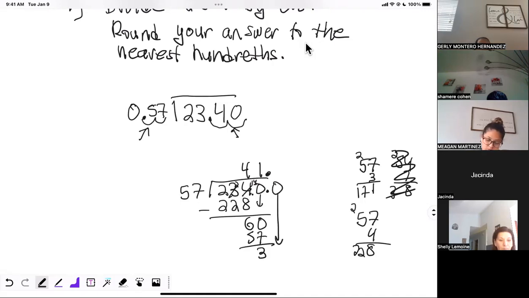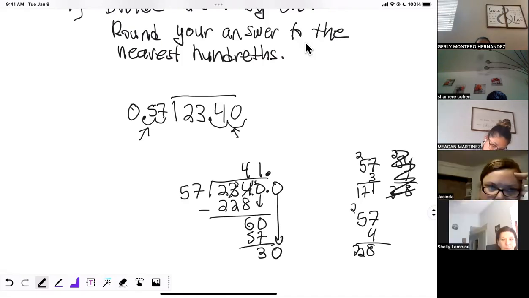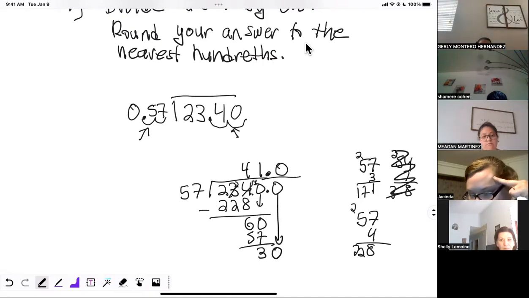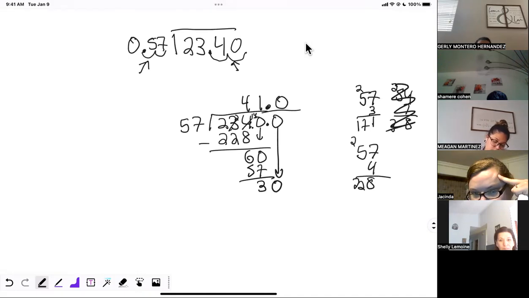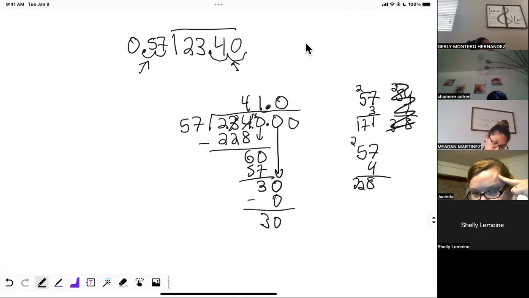I bring down the 0. But does 57 go into 30? No. So we're going to have a 0, which if you want to multiply it through, you get 0, and I'm left with 30. So I bring down my other 0.